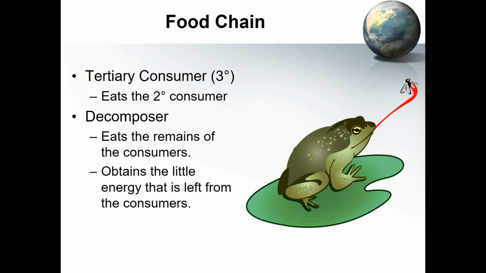So that decomposer, when it comes, a fly, for example, whether it is the remains of a cow or a lion or a human, what does it do? It decomposes. The fly lays its eggs on it. So what does it do? It obtains the little energy that is left from the consumers.